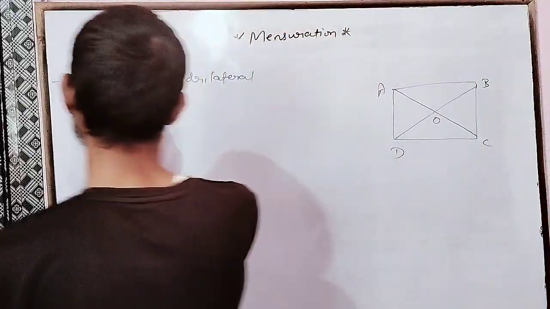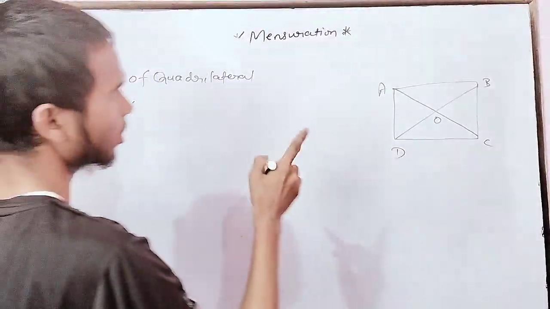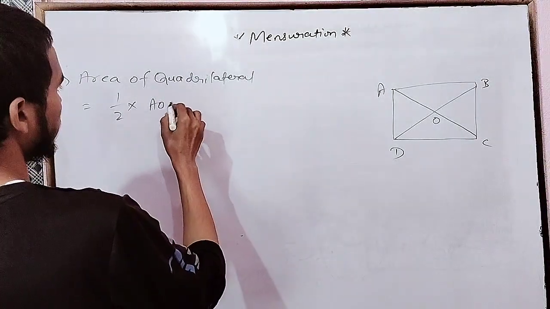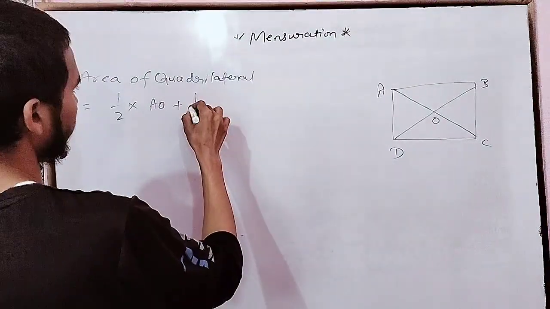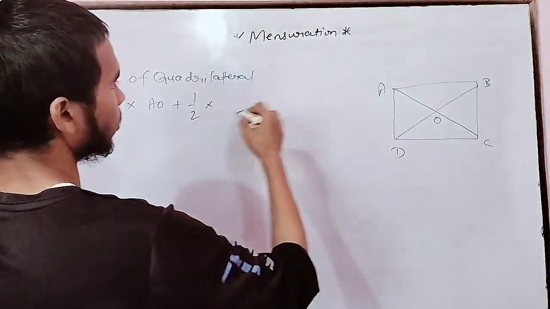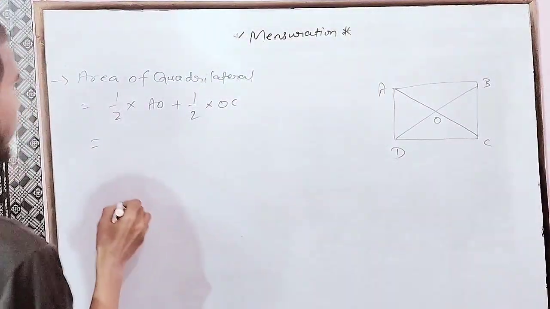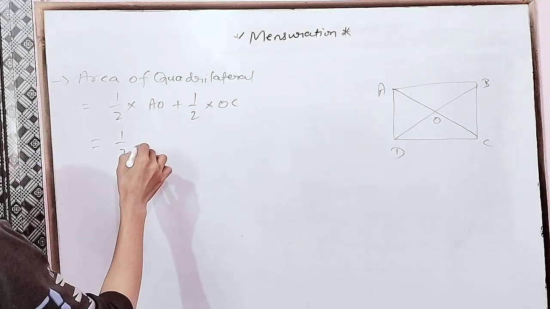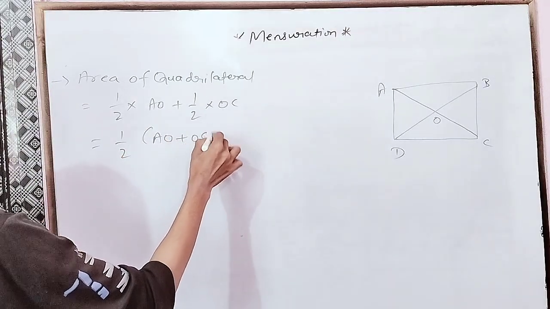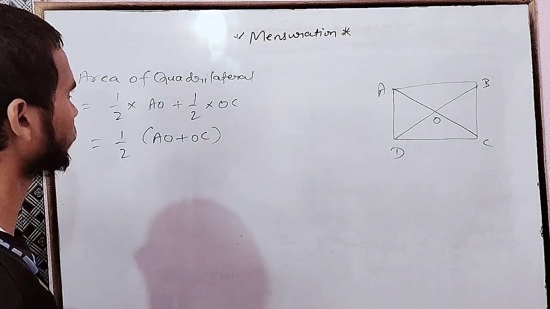So for A, B, D, we apply what, 1 by 2, then AO. Similarly, addition. 1 upon 2 for this triangle, then multiplied by OC. Clear? Now we have 1 by 2, which is 2 times, and then we have only AO plus OC.